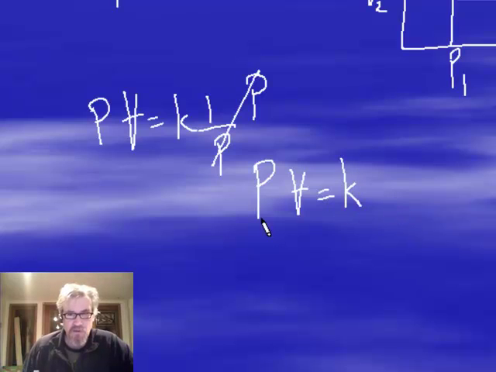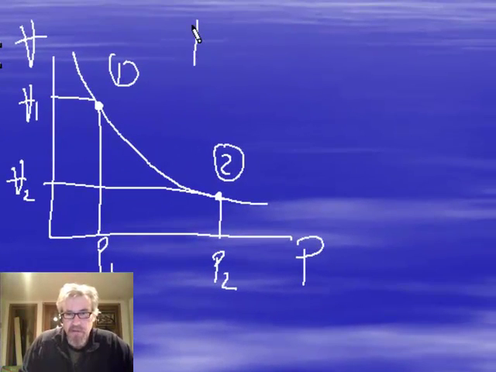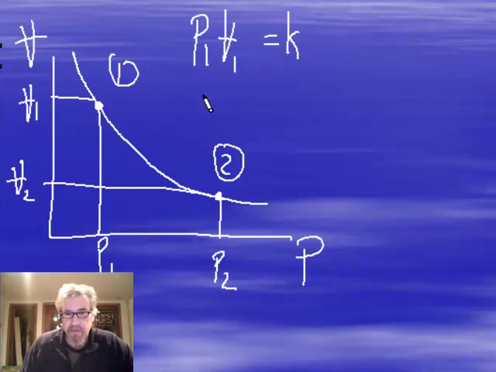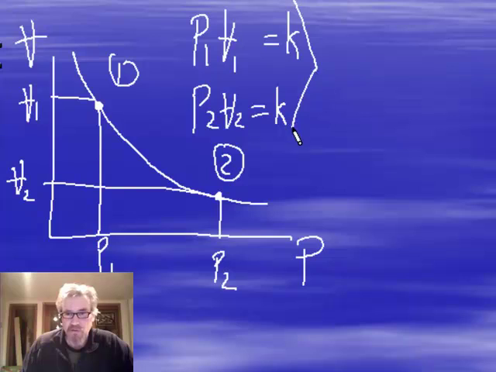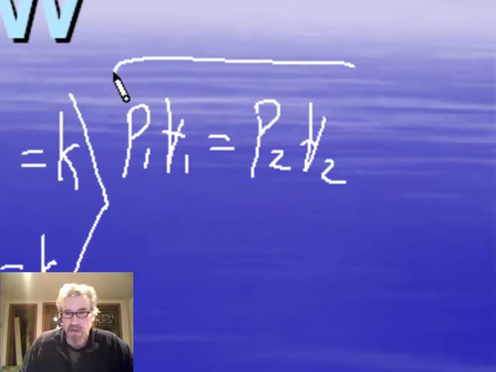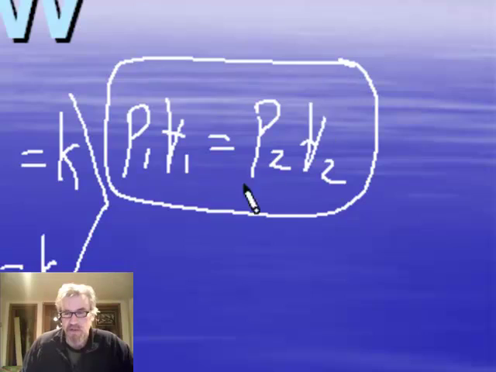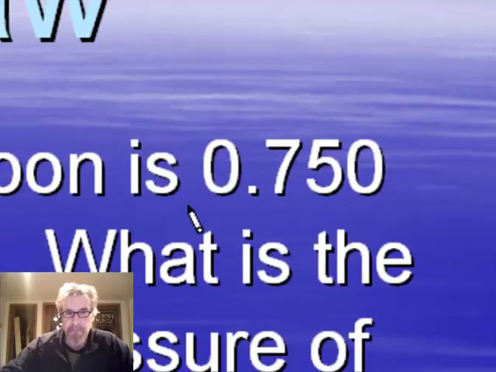It doesn't change. So the product of any pressure and the volume that corresponds to that pressure is always the same. So that means at condition number 1, we've got P1 times V1, and that's equal to that constant number. At condition number 2, we have P2 times V2 is equal to the same constant number. Well, we take those two things together, and that means that P1 times V1 is equal to P2 times V2. And that is the two-point form of Boyle's law. And it's very handy in solving problems.